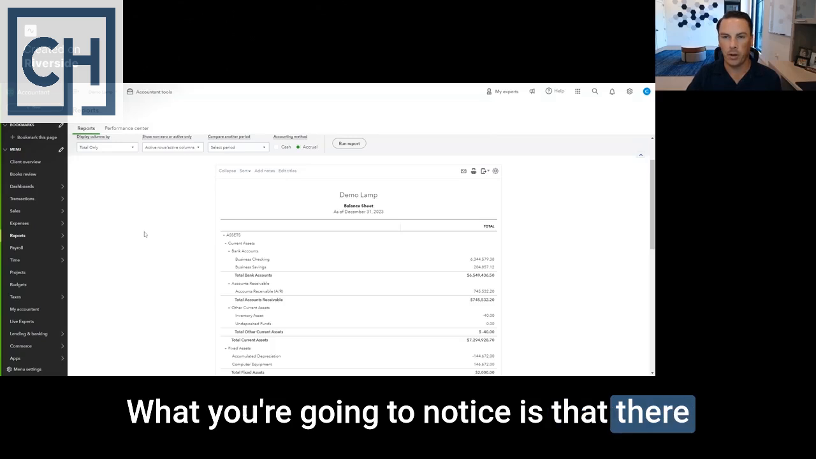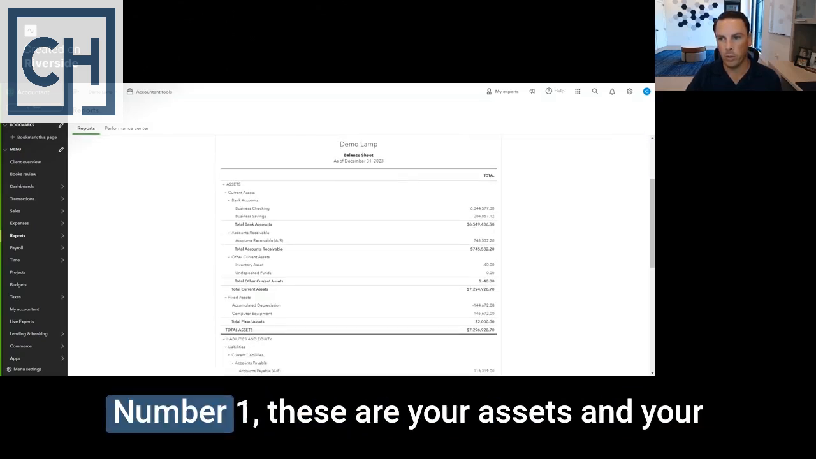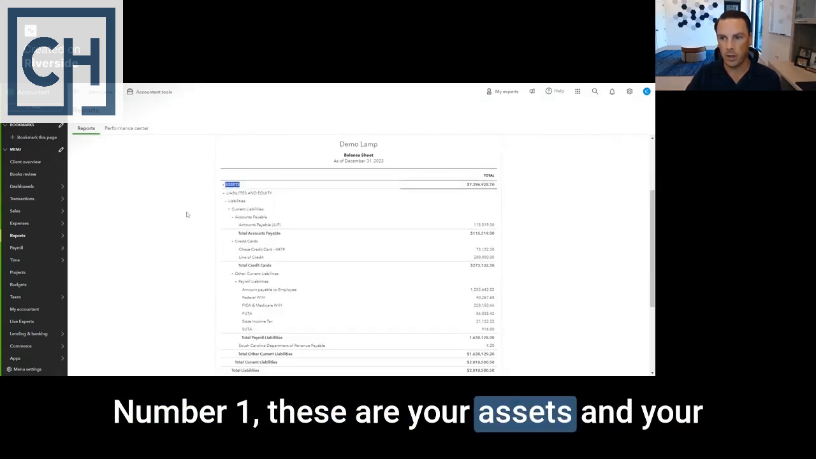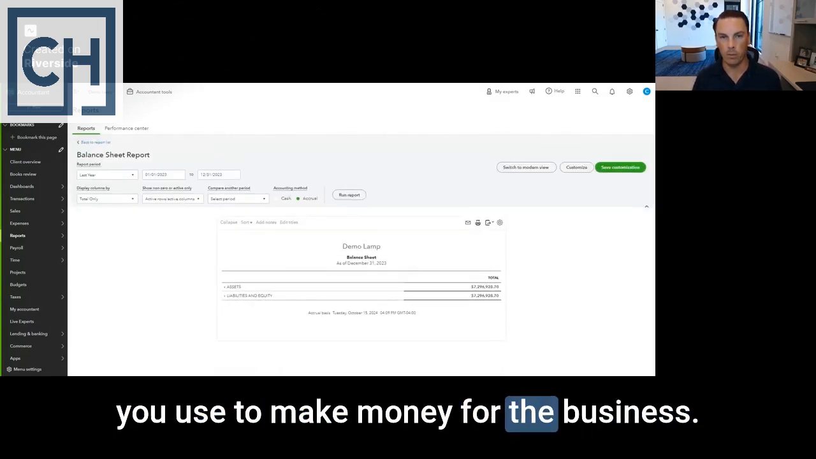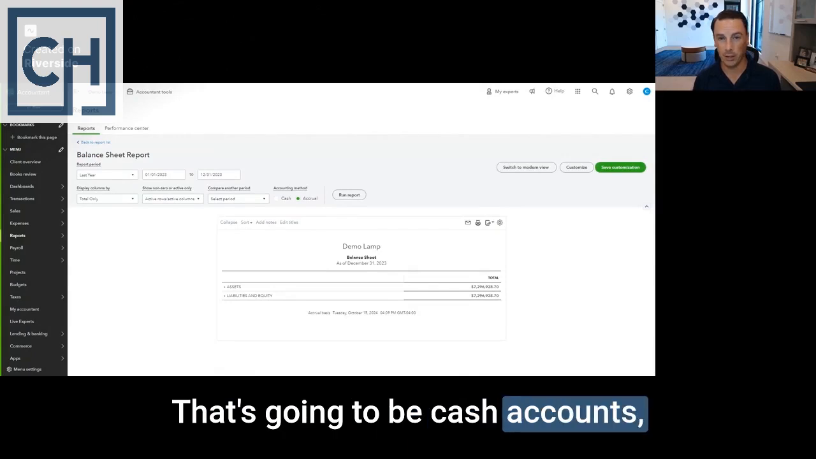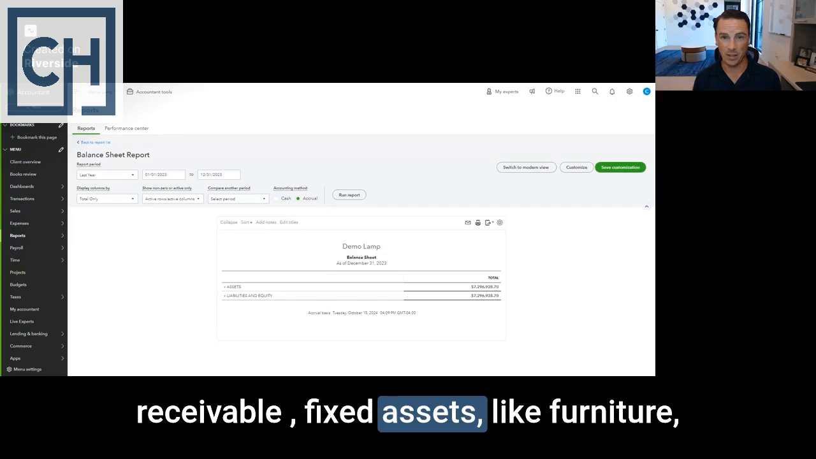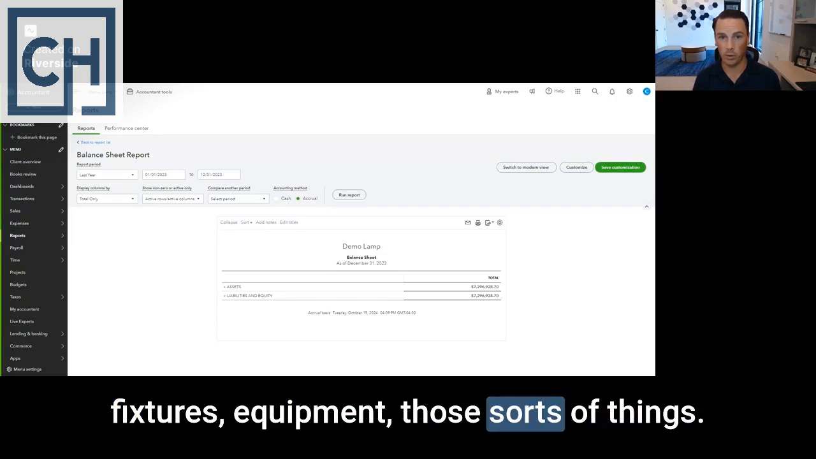What you're going to notice is that there are three main categories of a balance sheet. Number one, these are your assets. And your assets are going to be the things that you use to make money for the business. That's going to be cash, accounts receivable, fixed assets like furniture, fixtures, equipment, those sorts of things.